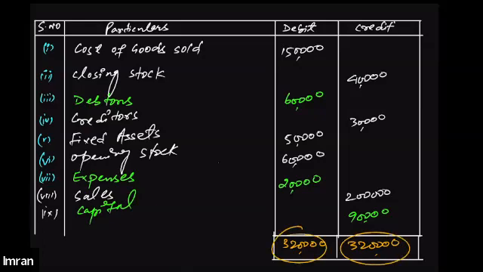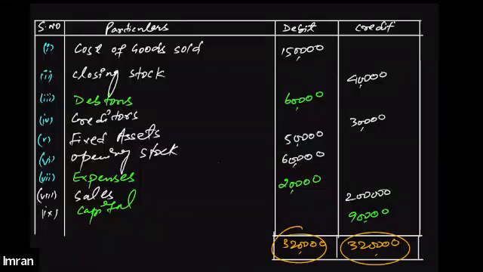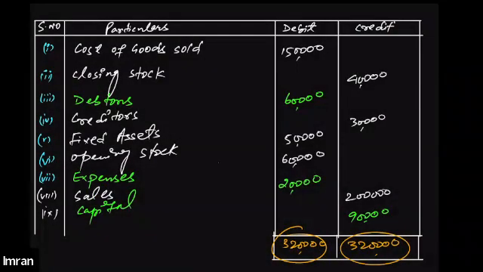All right. So there was the mistake. The total of the debit side was given as 3,50,000. Instead, the debit side total is 3,20,000 only. And on the credit side also, we will have the same balance, 3,20,000. So there was a mistake in the total of the trial balance, as well as there are certain items which were recorded on the wrong side of the trial balance.